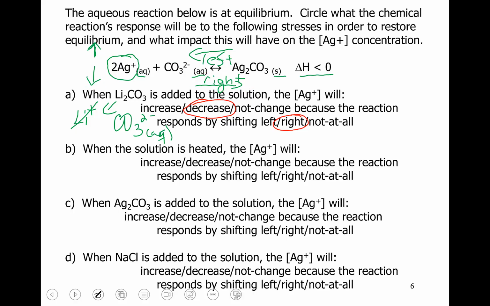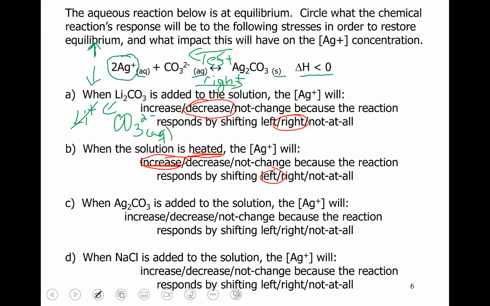Our next stress is heating the solution. Notice that delta H is negative, so this means it is an exothermic reaction, which means heat belongs on the product side. So if we heat the solution, we are going to increase the heat, which will cause the reaction to respond by shifting to the left because we are increasing the product. That means when we shift to the left, the silver ion concentration will increase.